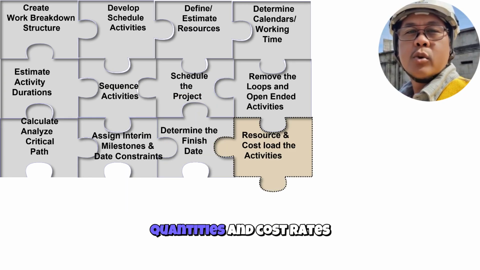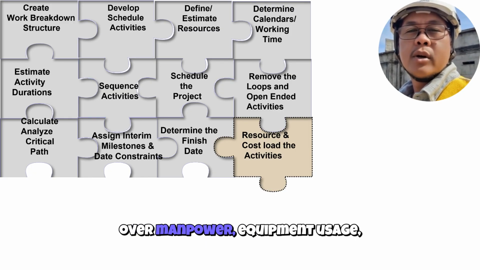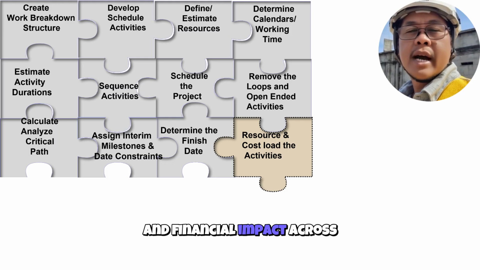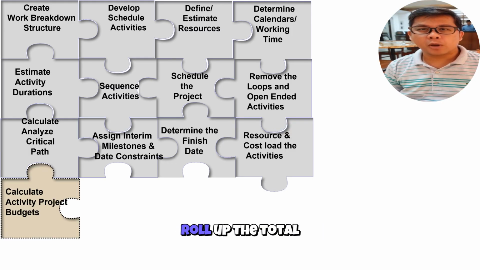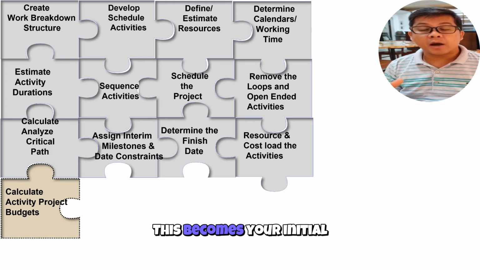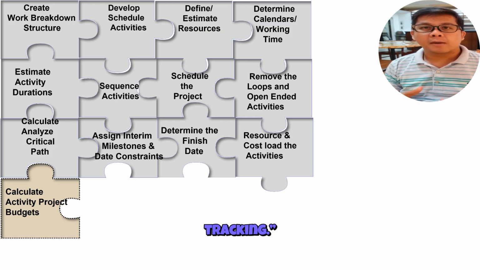Now we assign resource quantities and cost rates to each activity. This gives us visibility over manpower, equipment usage, and financial impact across the timeline. With cost-loaded activities in place, we can now roll up the total project cost. This becomes your initial budget baseline, critical for cash flow planning and performance tracking.